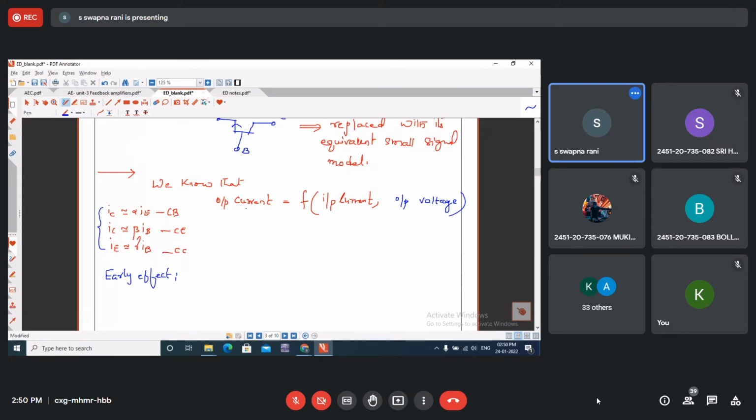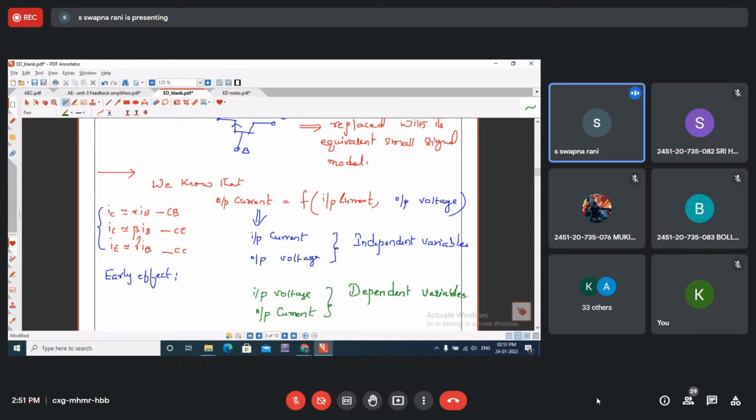With this, we have taken input current and output voltage as independent variables, and the remaining two, input voltage and output current, are dependent variables.